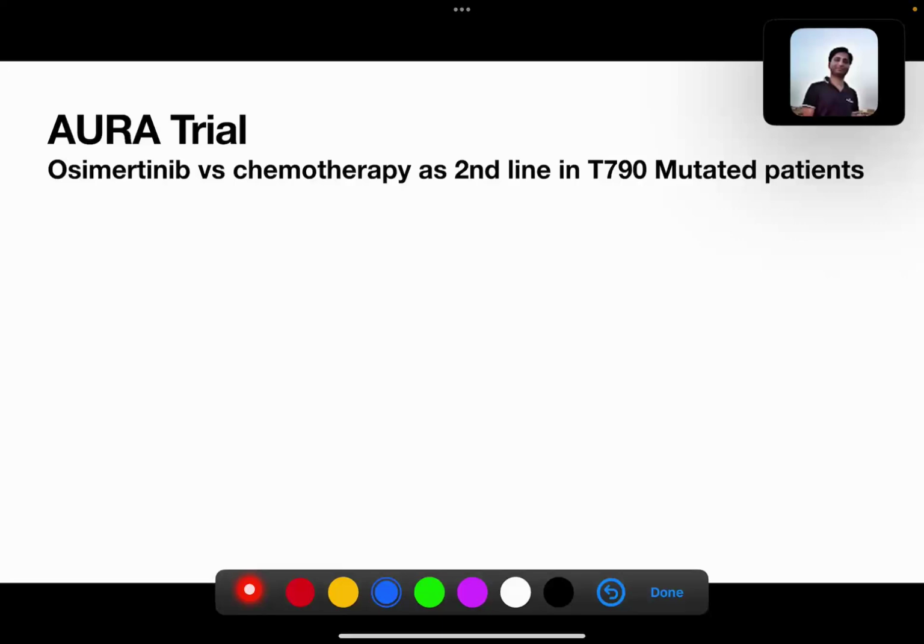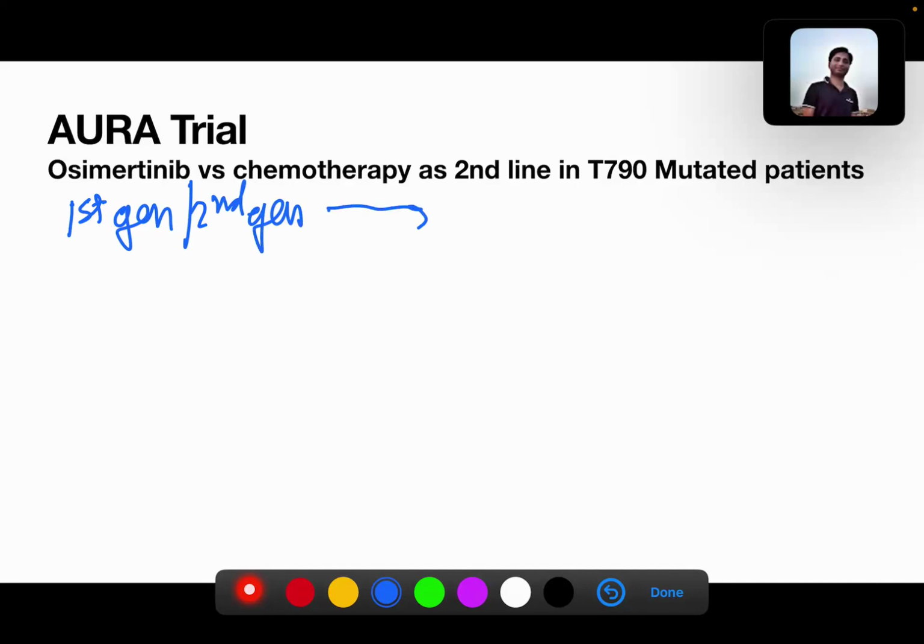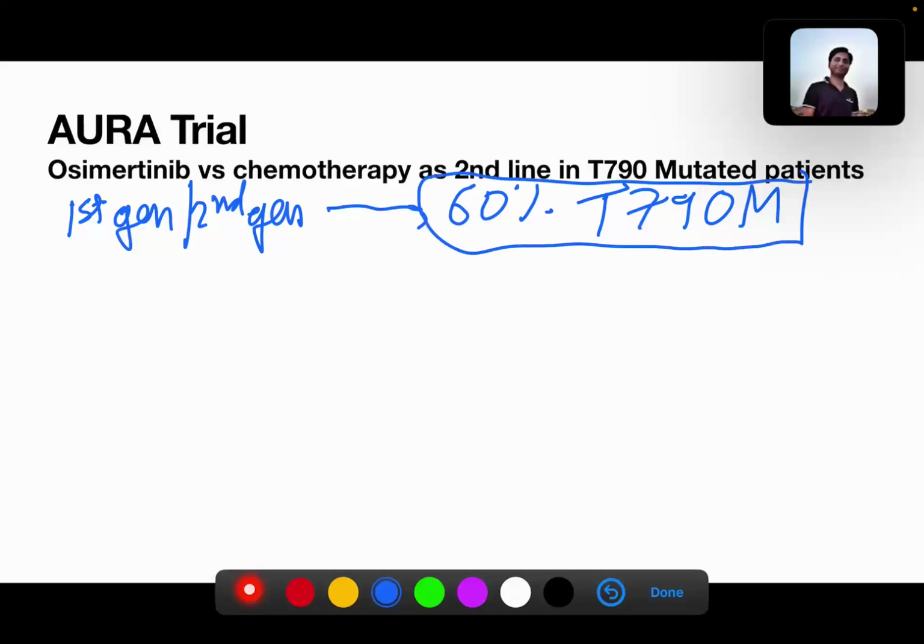So osimertinib was initially approved in the second line setting post first generation TKI. Okay, now when you give a first or second generation TKI, the patient will progress, right, at some point. And around 60% of the patients who progress on first or second generation TKI will have something called the T790M mutation, 60% of the patients. And in these patients, third generation drugs such as osimertinib can still work and still be effective.